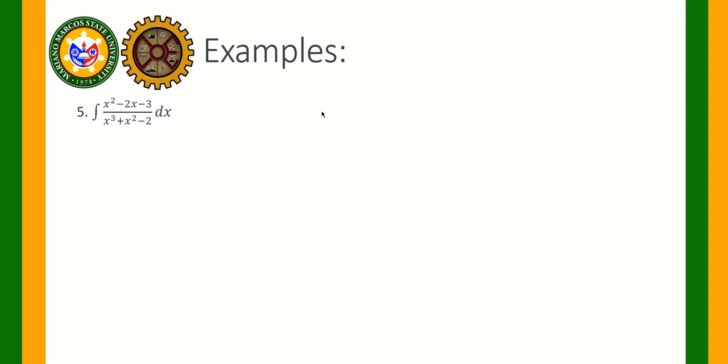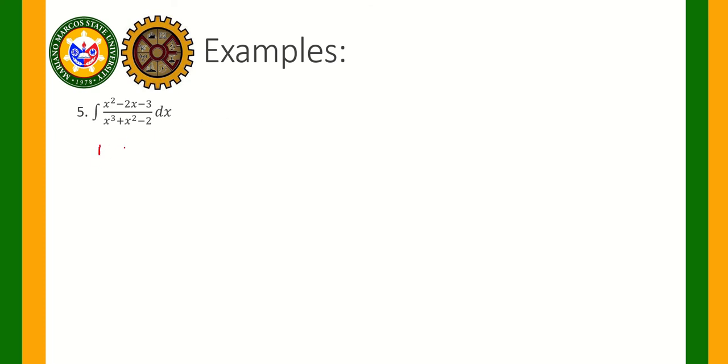Okay, so we try this example: the integral of x squared minus 2x minus 3 all over x cubed plus x squared minus 2. Since yung q of x natin is parang complicated, hindi siya agad-agad mafa-factor, gawin natin ulit si synthetic division.